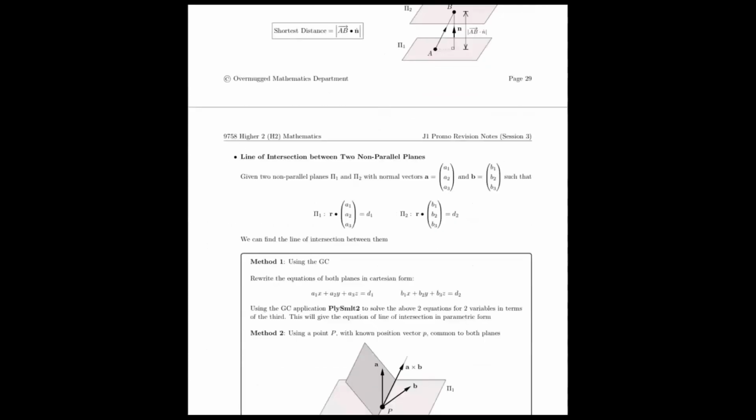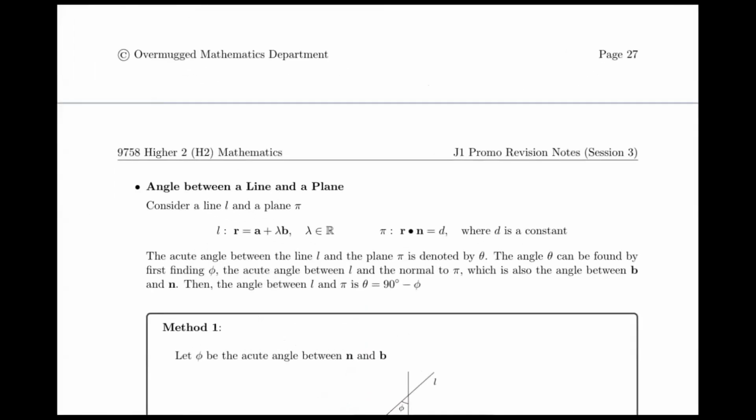And I believe you're almost done. Wait, how much more? Okay, almost done. Last one, angle between a line and a plane. How do you find the angle?